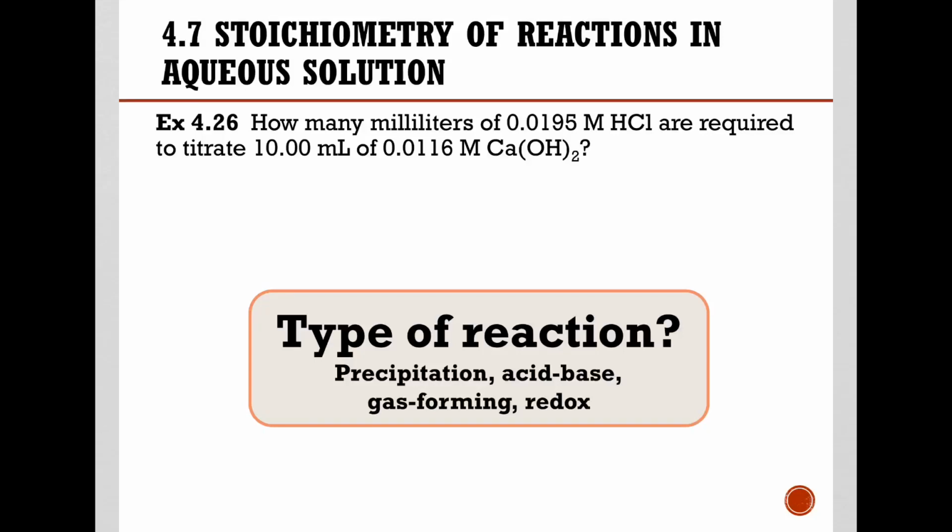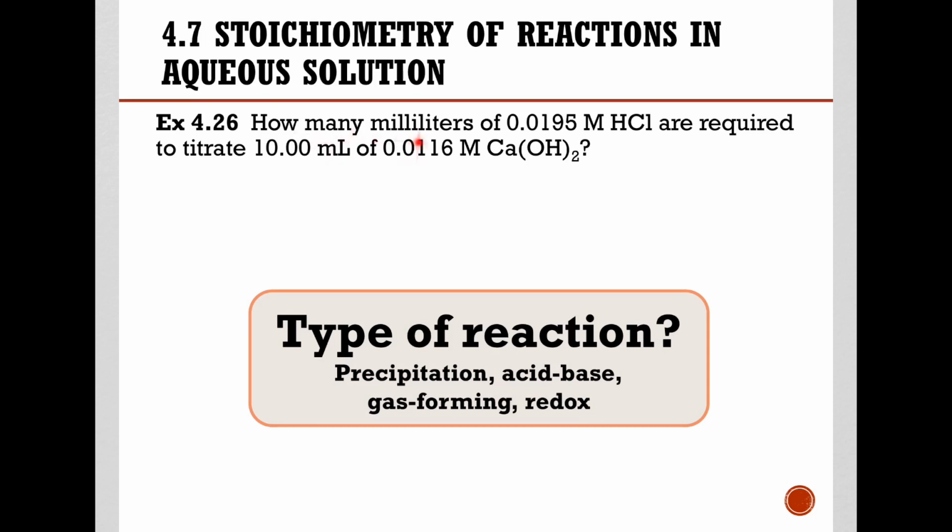All right, so here we're looking at example 4.26. So the first thing we want to figure out is what type of reaction this is. So we have all of our options here. We're looking at the more general classes instead of the 5 specific ones, single replacement, double replacement, etc. So if we look at our context clues, let's figure out what type of reaction this is.